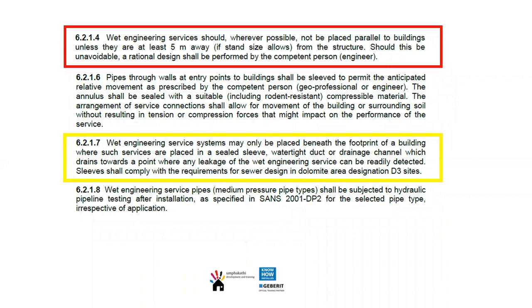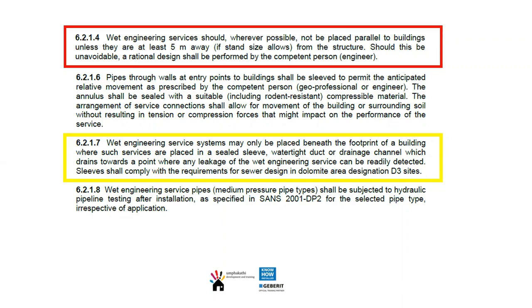So the Dolomite specification that was put together is quite an old document, and a lot of the technology has changed quite a lot. We'll see that wet engineered services should, wherever possible, not be placed parallel to buildings unless they're at least 5 meters away. And then, of course, they qualify that by saying if the stand size allows. So a lot of the lower bonded houses and affordable houses are built on Dolomite areas. And obviously the cheapest product is the one that is normally used there. And a lot of those stands don't allow for your drainage to be 5 meters away.